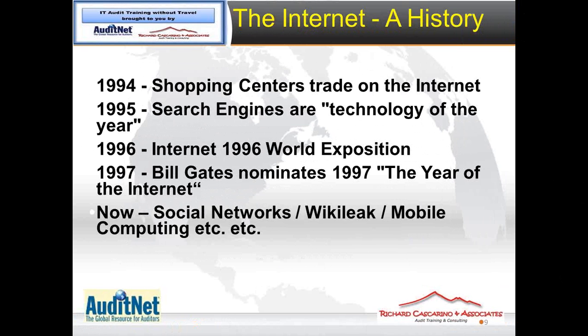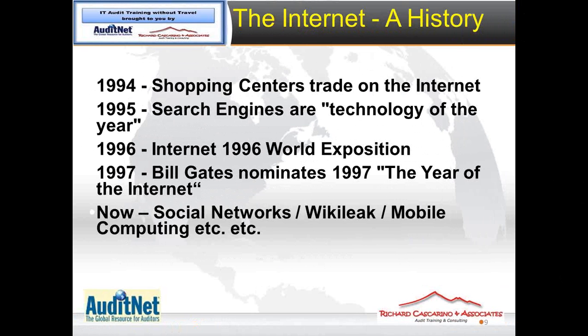By 1994, we saw shopping centers trading on the internet. In 1995, search engines became Time Magazine's Technology of the Year. In 1996, the Internet World Exposition was founded. And in 1997, Bill Gates nominated 1997 the year of the Internet. I'm not going to go through all of the years from 1997 till now, you'll be glad to know.